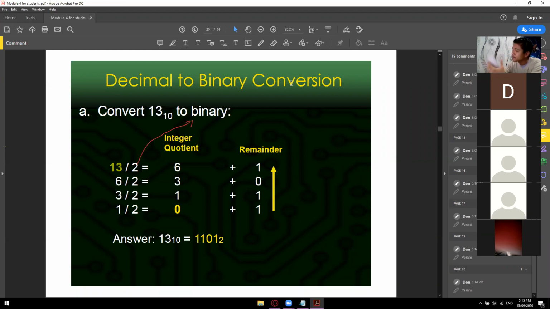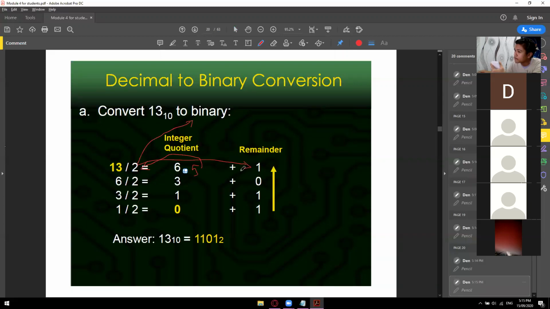6.5. Okay? So yung 6 ilagay niyo dito sa integer quotient since ito yung whole number lang ilalagay natin dito. And then yung 0.5, multiply niyo siya by 2. Okay? Or kung ano man yung divisor niyo, then you will get 1. 0.5 times 2 is of course 1. So the same with this one. So 6 divided by 2 is 3. So remainder of 0. So wala na siyang fraction part.